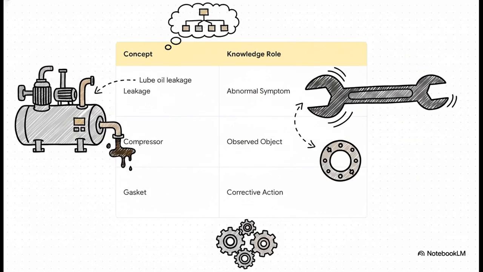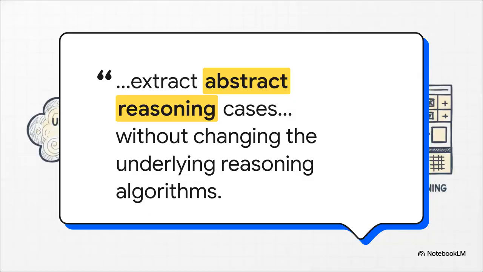And this brilliantly illustrates the true power of this framework, because we can immediately show a mechanical parallel. Watch what happens with this sentence. Lube oil leakage causes compressor trip, resolved by replacing gasket. The concept, lube oil leakage, maps directly to the role of abnormal symptom. The concept, compressor, maps perfectly to the observed object. And replacing gasket maps seamlessly to the corrective action. We are in a completely different industry here, dealing with completely different vocabulary, but the exact same logical reasoning roles apply.